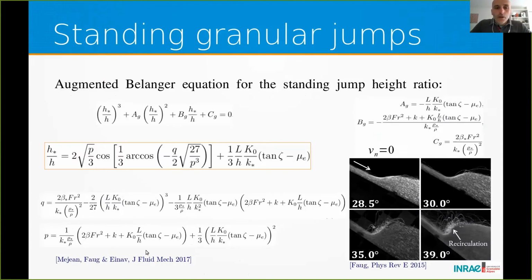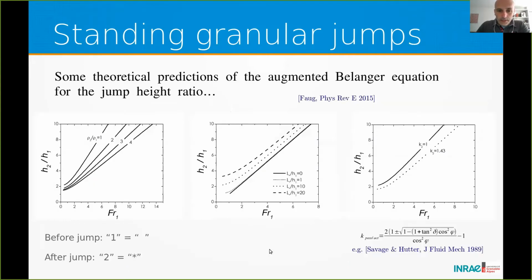With this, we arrive at a third order equation that can be solved thanks to the Cardano method. And we have a more complicated equation like this. So h star over h is a function not only of the Froude number, but also of all the parameters introduced in the framework. In particular the density variation, the difference between the tangents of the slope and the effective friction, and the length of the jump relative to the flow thickness. So this equation can be used to try to estimate the effect of different parameters.